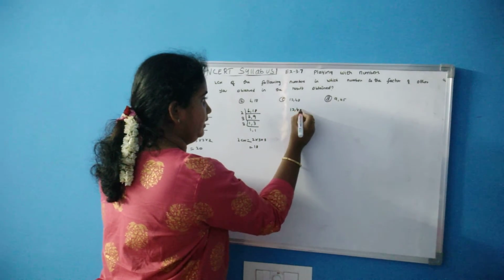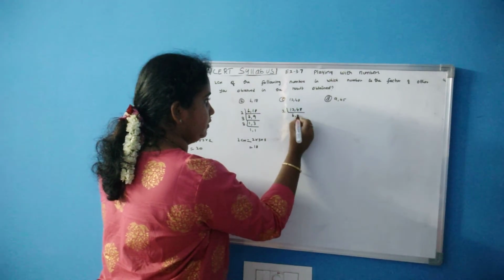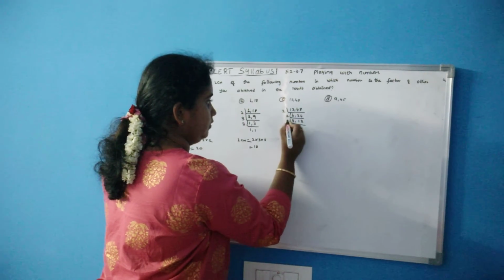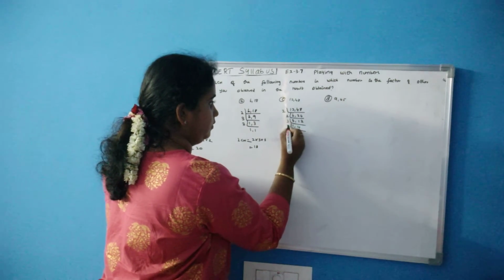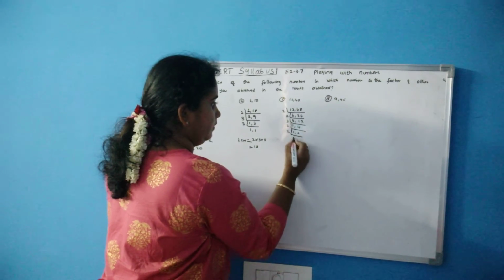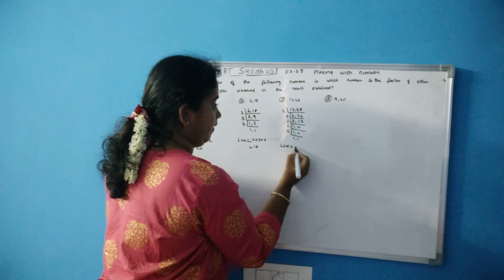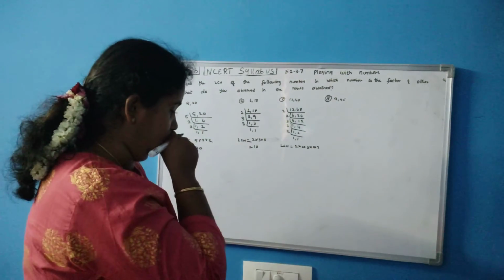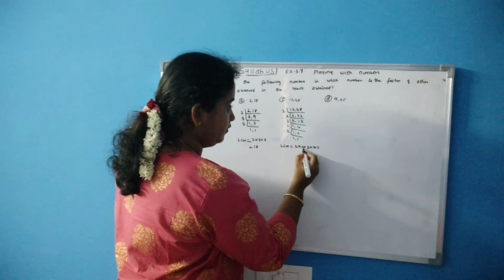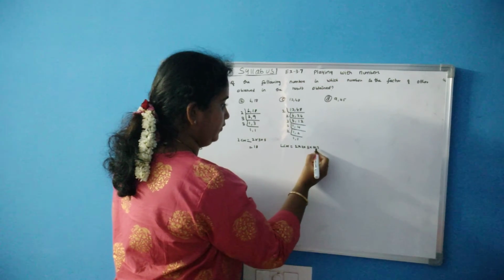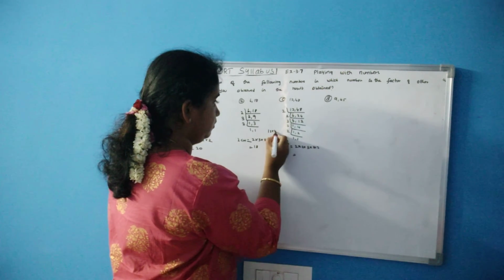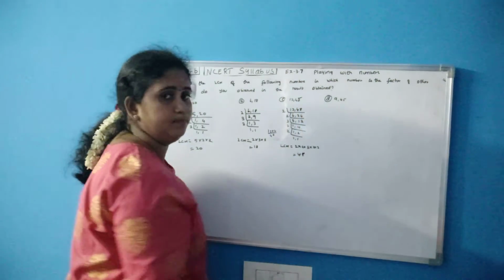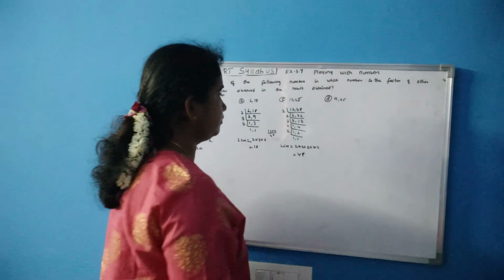So 12 and 48. 2 table: 6 2s are 12, 2 4s are 8. Again 2 table: 3 2s are 6, 1 2 is 2, 2 2s are 4. Now 3 table: 1 3 is 3, 4 3s are 12. 2 table 1 2. 2 table 1 1. So what is the LCM? 2 into 2 into 3 into 2 into 2. 2 2s are 4. 4 3s are 12. 12 into 4 is 48. So that is again one of the given numbers.